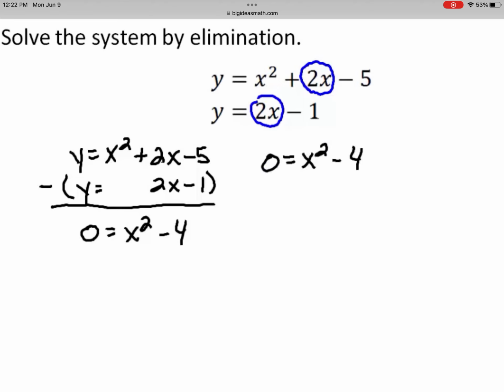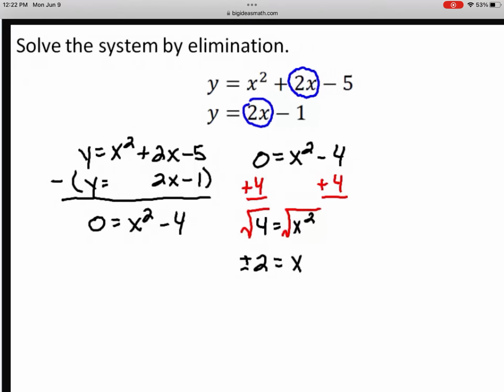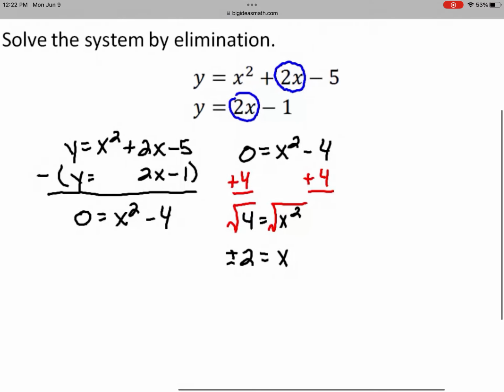To solve 0 equals x squared minus 4 for x, first add 4 to each side, giving you 4 equals x squared. Then take the square root of each side, leaving you with positive or negative 2 equals x. Now substitute 2 and negative 2 for x in y equals 2x minus 1 and solve for y.